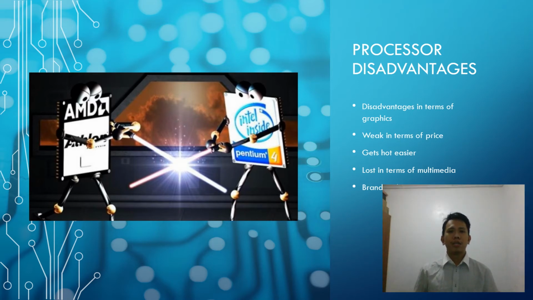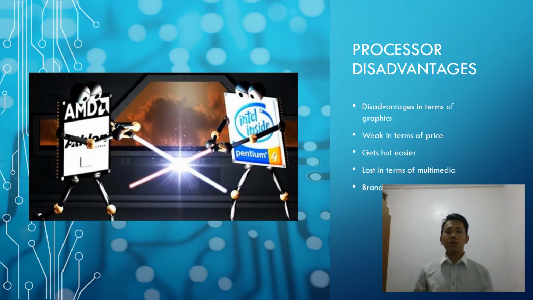The third, it gets hot easier while at work. AMD processors generate more heat. That's because AMD doesn't use heatsinks as its main cooling component. Some AMDs still use a fan as a cooling component.